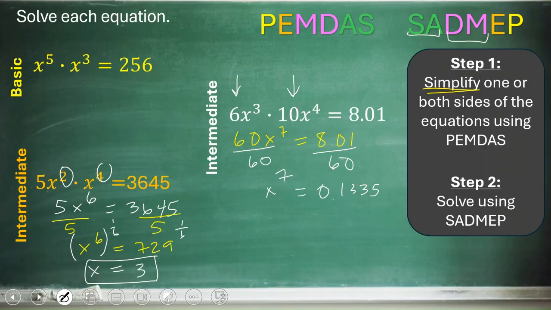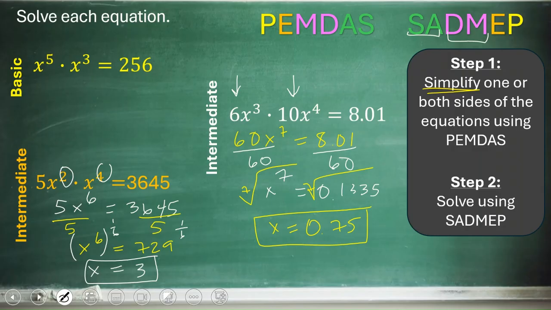All right, now we're back to getting rid of the power of 7, which means I'm going to, in this example, take the 7th root of both sides. That's the same thing as raising to the power of 1/7. So when I do that, the 7th root of x to the 7th is x. The 7th root of 0.1335 is approximately 0.75. I've rounded to the 100th place.